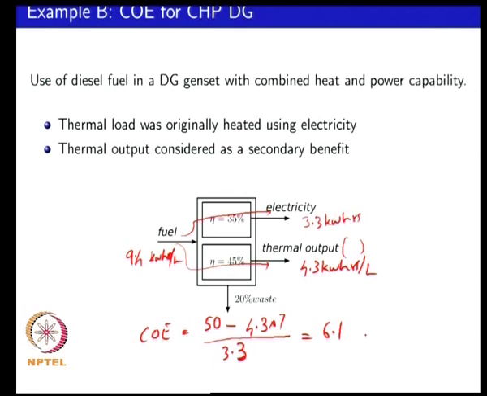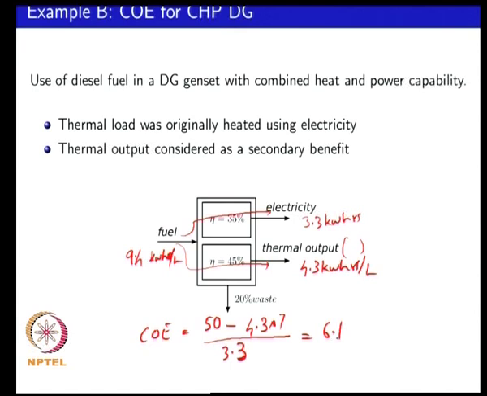So, people do combined heat and power operation of systems to make use of the waste heat to actually provide auxiliary services. Of course, in this case we neglected the capital cost and the maintenance cost, and those costs will actually increase the number from 6.1.